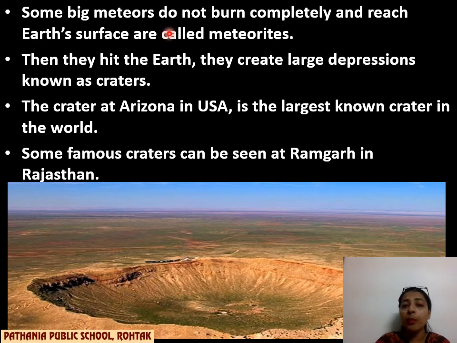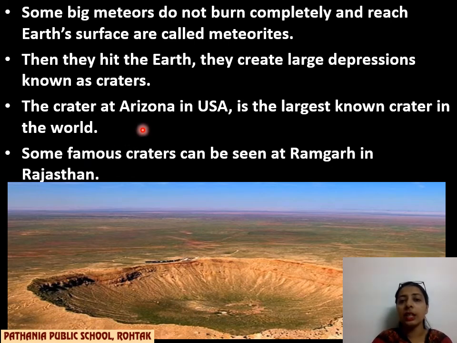But some big meteors do not burn completely. कुछ नहीं burn हो पाते and reach the earth's surface, and they are called meteoroids. उनको क्या बोलते हैं? Meteoroids. जो completely burn हो गए, those are meteors. लेकिन कुछ ऐसे जो completely burn नहीं हुए, और उसने क्या किया? अर्थ की सरफेस पे आके गिरे. So then they hit the earth and create great depressions known as craters. Depression means एक खड्डा, ये जो हमें यहाँ पर दिख रहा है, दबा देता है अर्थ को बहुत ज्यादा, और इसको क्या बोलते हैं? Crater.